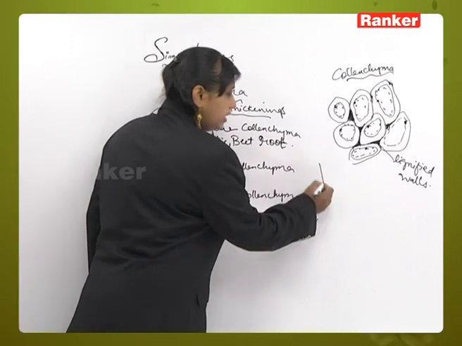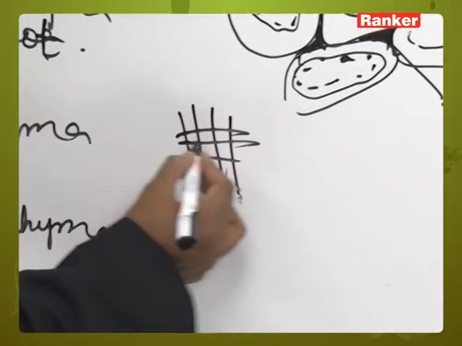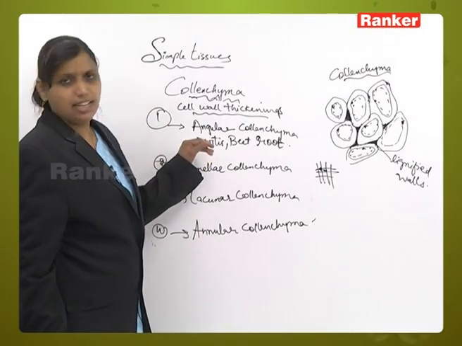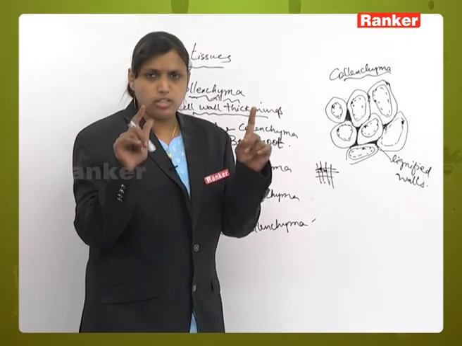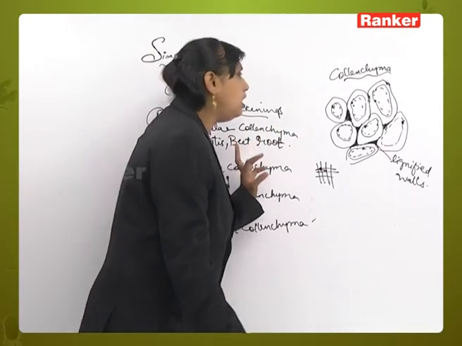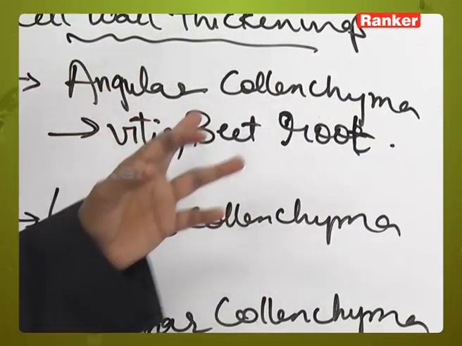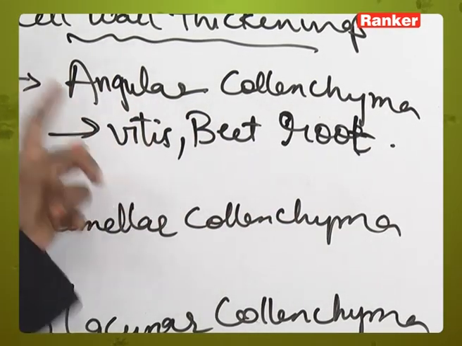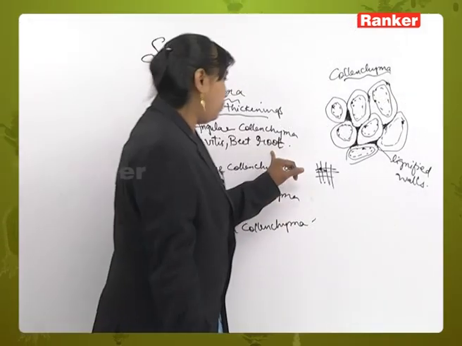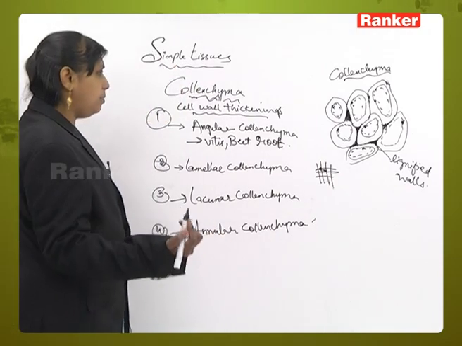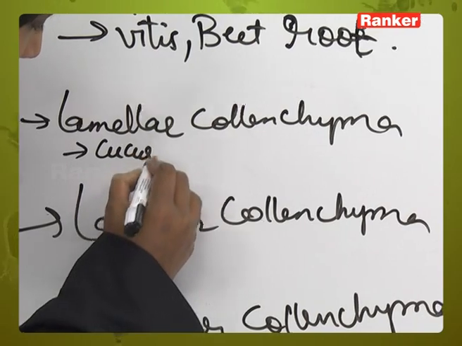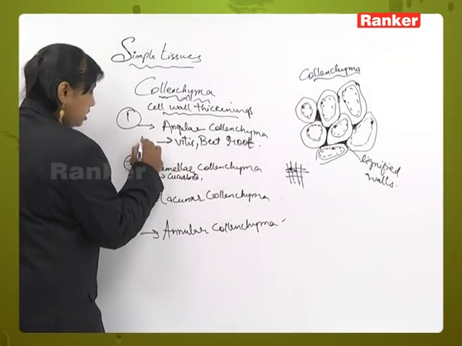It means when 2 or 3 Collenchyma cells are arranged, the cell wall thickenings will occur towards the corners of the cells, in the angles between them. If we see the TS section of 2 or more Collenchyma cells, the cell wall thickenings will be seen towards the corners or the angles of those cells. That type of Collenchyma is called angular Collenchyma. Examples for this are vitis and beetroot Collenchyma. Now, for lamellar Collenchyma, these examples are important.